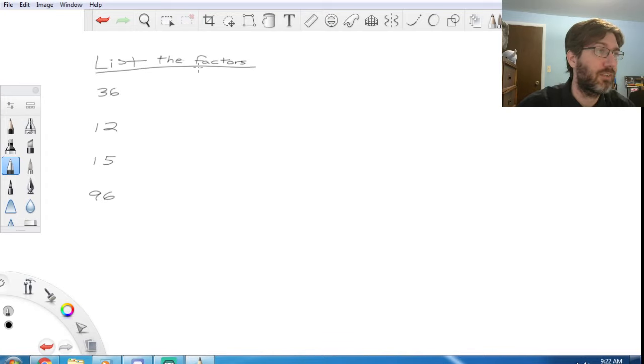Factoring comes from the fact that we have to find factors. So factors of 36, factors of 12, factors of 15, and factors of 96. If you could take a minute on your own and get those answers down, that way we can get some practice with factoring first. So with 36, as you probably recall, we just start listing factors.